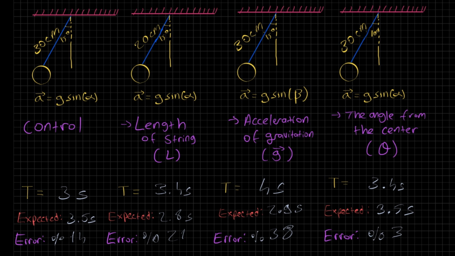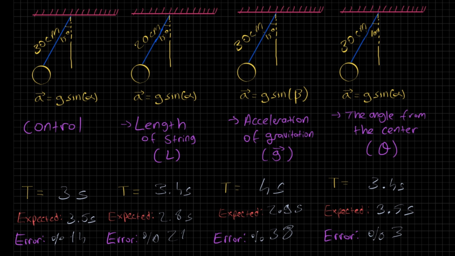First of all, I want to begin with the control setup. In the control setup, where all variables were kept constant, we measured the period to be 3 seconds. This was compared to the expected value, which was 3.5 seconds. The difference between the measured and expected values suggests that there might have been a small issue in the experimental setup or the measurement techniques.